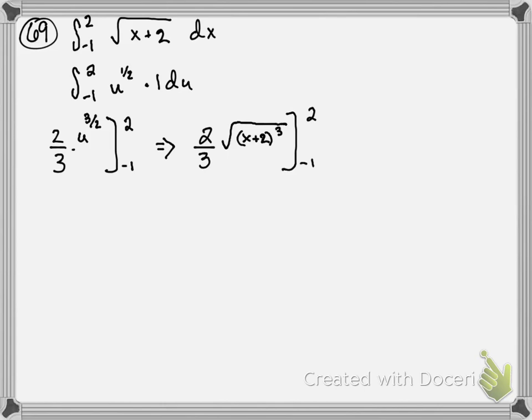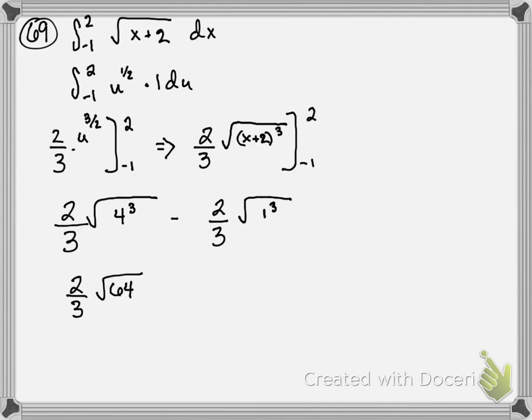All right, now we're going to plug in. Okay, so we're going to plug in 2/3. You got the square root of 4 to the 3rd, because 2 plus 2 is 4, to the third power, minus 2 over 3 square root of 1 to the third. Because negative 1 plus 2 is just 1 to the third. Okay? So that's 2 over 3. 4 to the third power is what? 4 times 4 times 4? So is that 64? Yes.